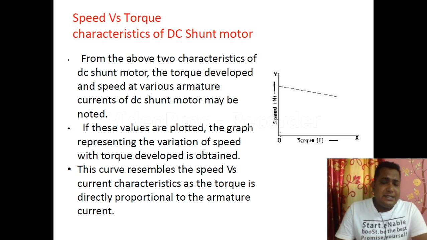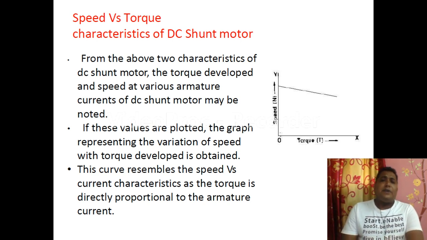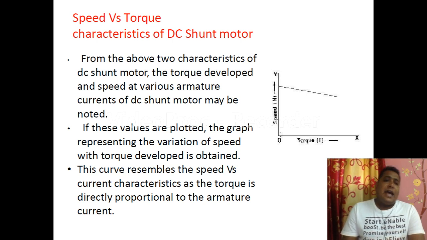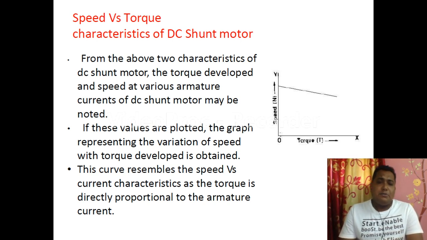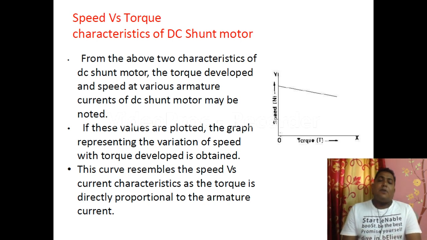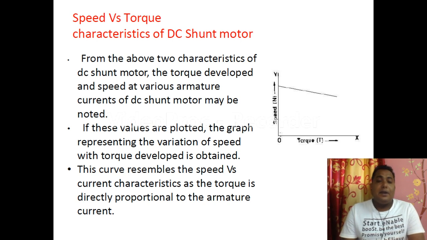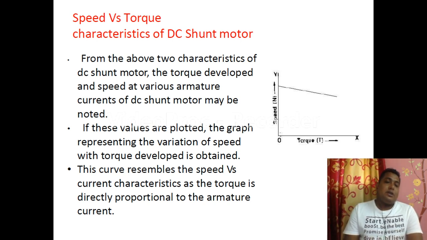So let us see what is written over here. For the above two characteristics of the DC shunt motor, the torque developed and the speed at various armature currents of the DC motor may be noted. If these values are plotted, the graph representing the variation of speed with torque developed is obtained. The curve resembles the speed versus current characteristics, as the torque is directly proportional to the armature current.